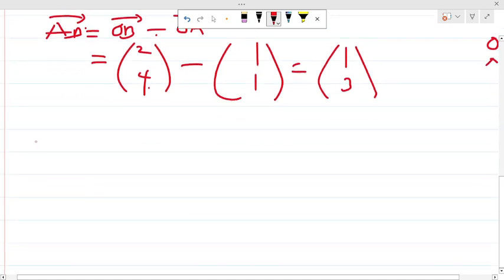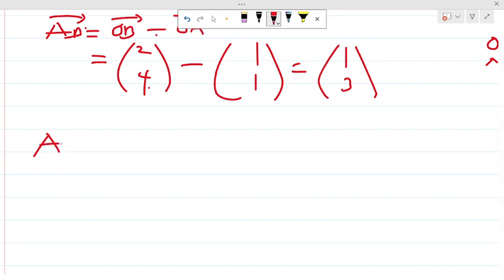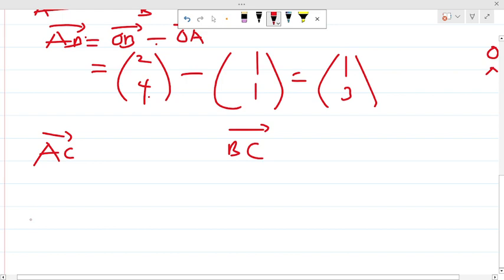Let's solve another example. Suppose we have a vector AC, then we have another vector BC. Then we are asked to find AB.